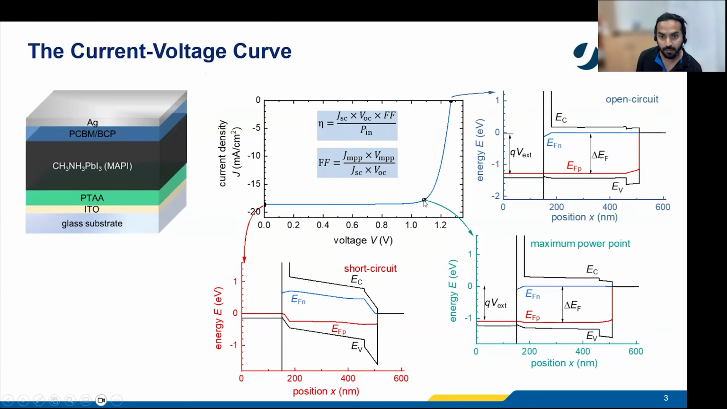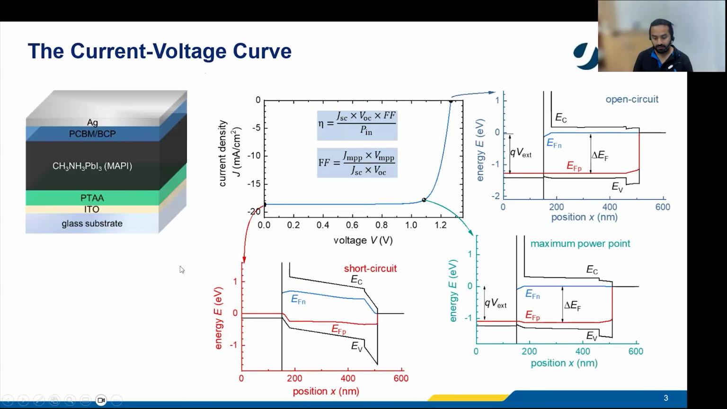And you have a maximum power point over here, which, as the name suggests, is the point where the solar cell generates maximum power across a load. And the efficiency is given by this formula. So you have the JSC times VOC times fill factor divided by the input power. And the fill factor is given by the current multiplied by the voltage at the maximum power point divided by the short circuit current times the open circuit voltage. So essentially the squareness of your current voltage curve.